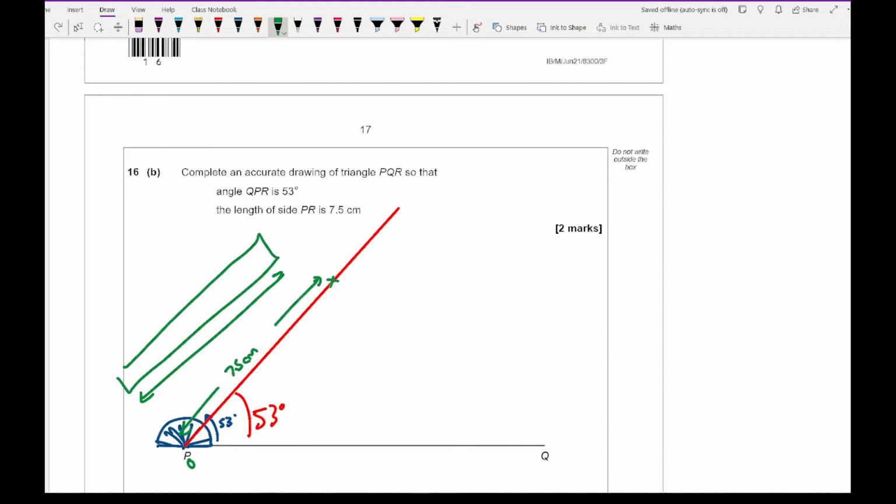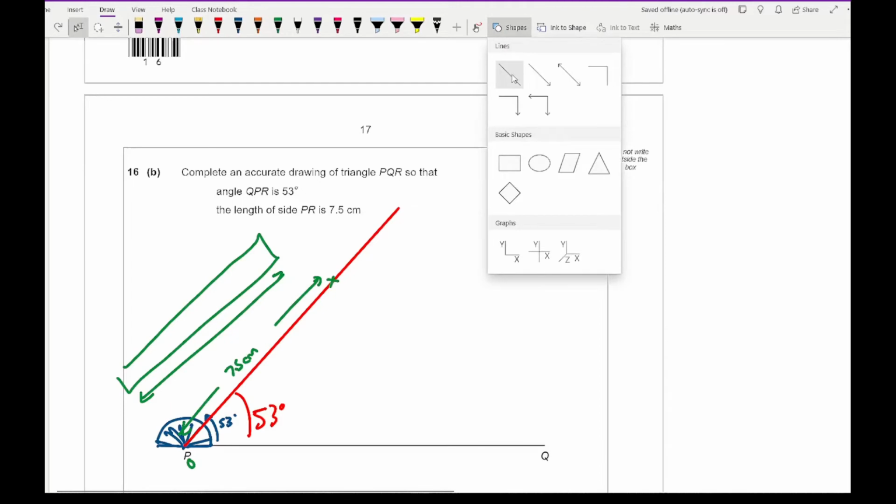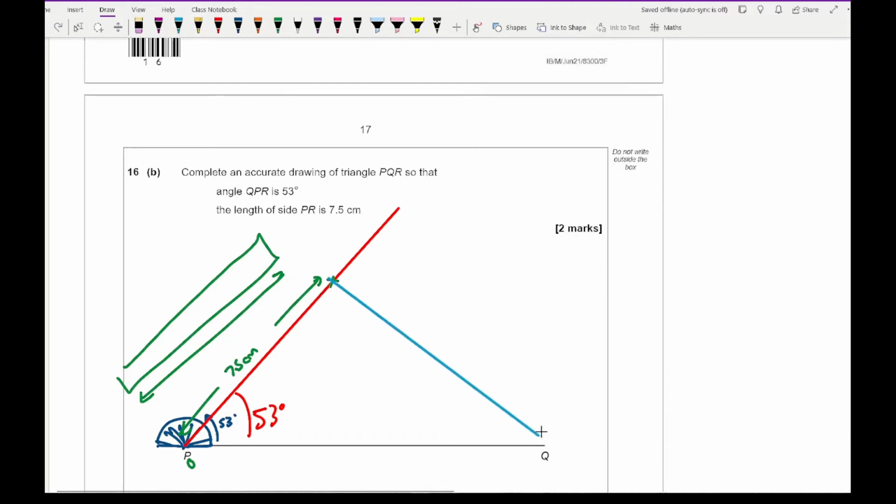And then once you've made that mark, what you then want to do is, with your ruler, complete the triangle from that mark and join it up with Q. So it should look something vaguely similar to that.